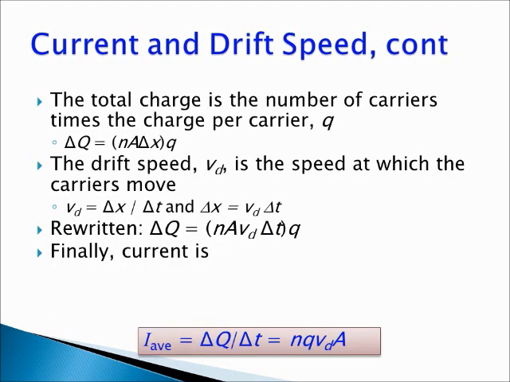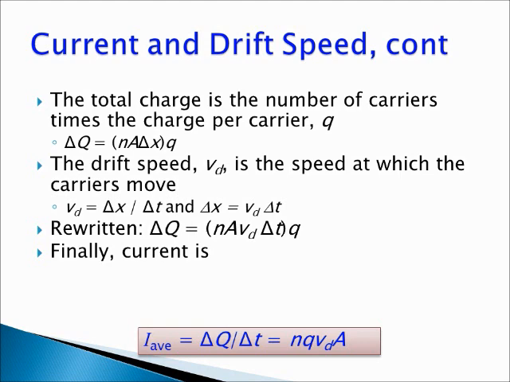The total charge delta Q that passes through area A per time delta t is equal to the number of charge carriers multiplied by the charge of each carrier, q. So therefore, delta Q is equal to n times A times delta x times q.